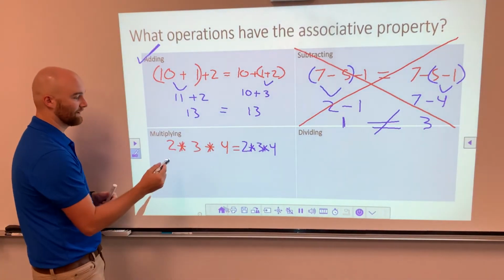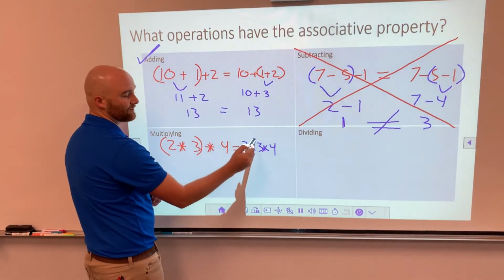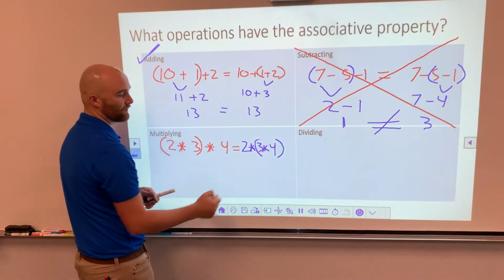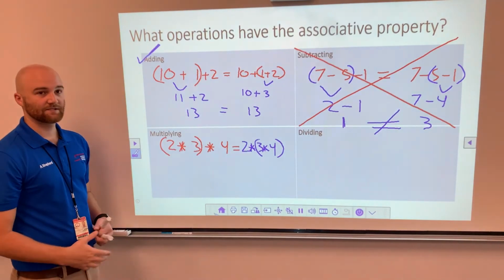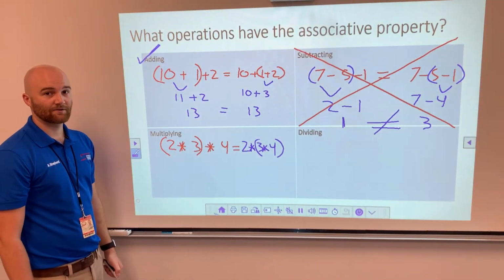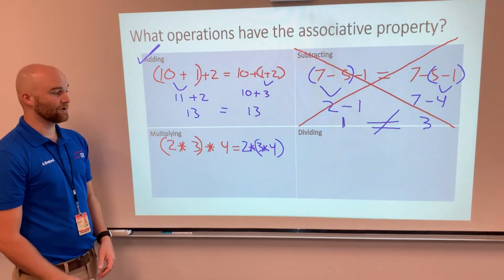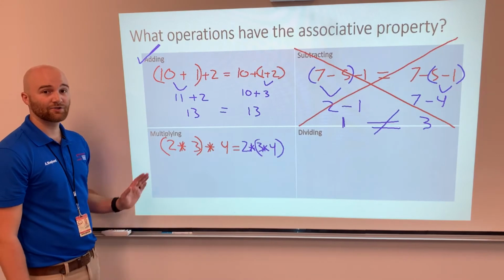So on the left, I'm going to group together the 3 and the 2. And on the right, I'm going to group together the 3 and the 4. I've got two different groupings. If the associative property works for multiplying, I should get the same answer out. Go ahead and try it out for yourself and see, did it work? And then I'll come back and I'll show you.